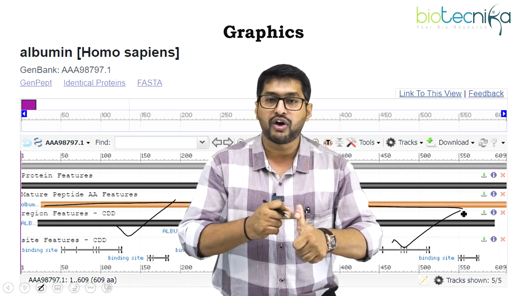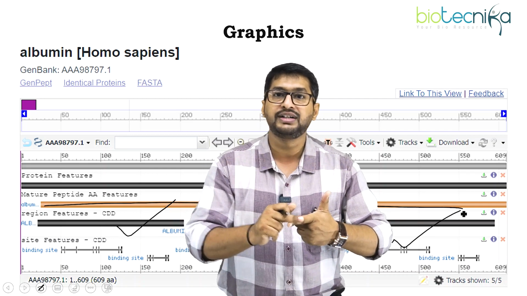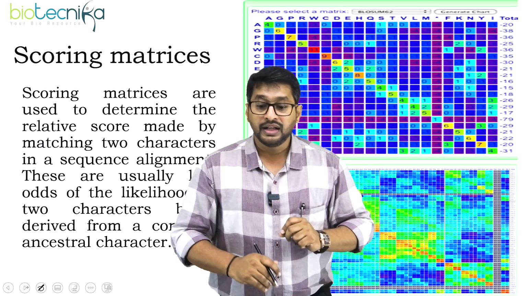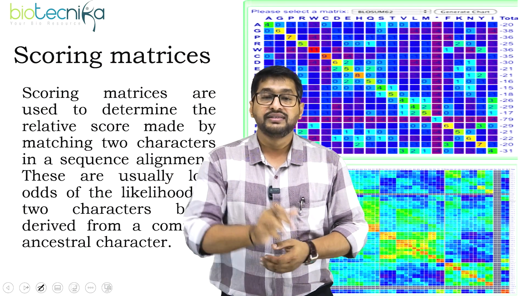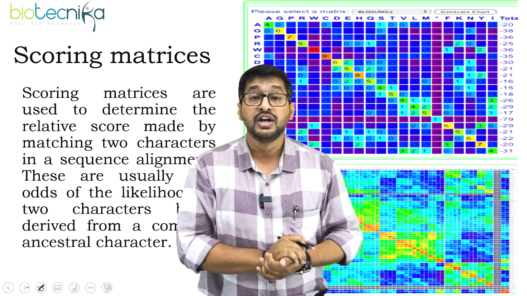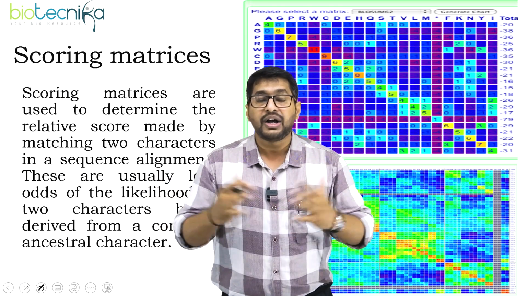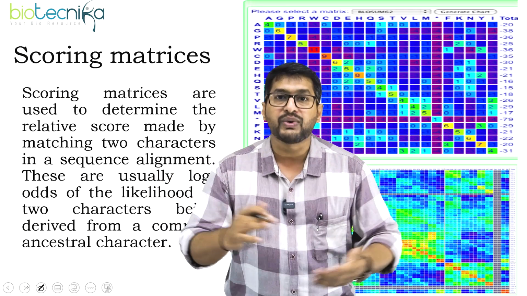One is the GenBank format, the second one is the FASTA format, and the third one is the graphic format. Let's move on. Now, once you understand the sequences, the next component in the syllabus is the scoring matrix. How do I score? At this point, we need to understand why I require sequences.